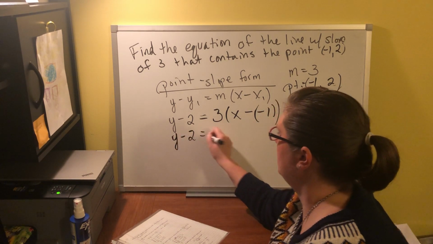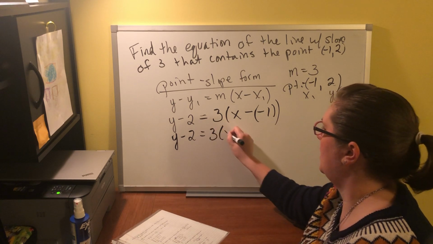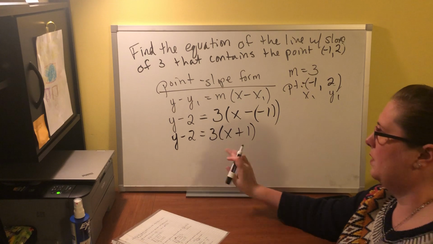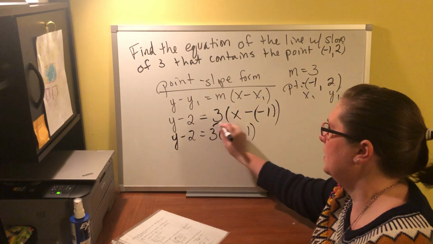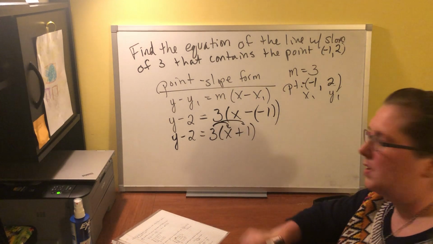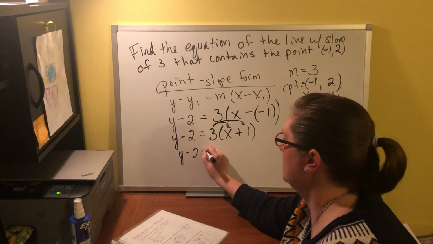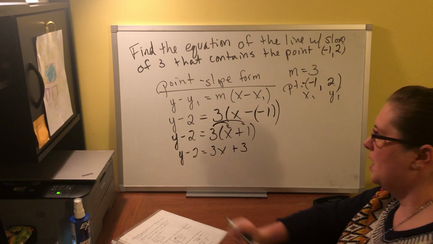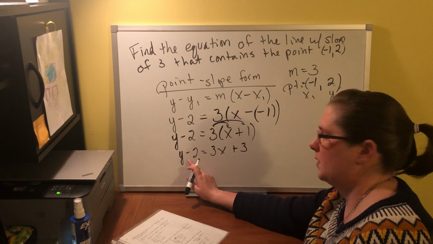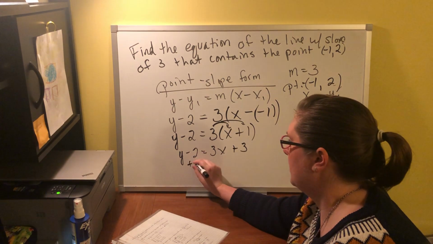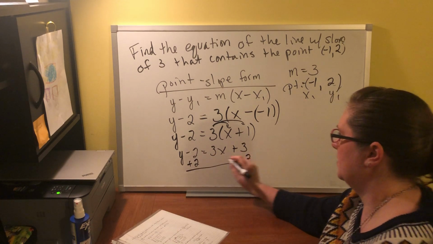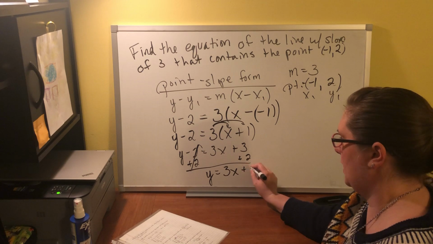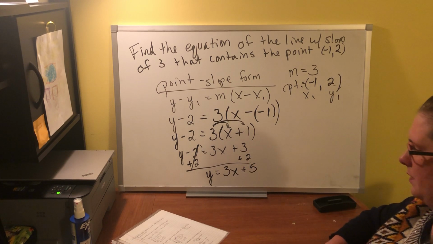So I have y minus 2 equals 3 times x. 2 negatives become +1. Now, we've dealt with this before, right? To simplify, we would distribute the 3. So this is now y minus 2 equals 3x plus 3. I still want y by itself, so I need to get rid of this -2 by adding 2 to both sides. So the 2's cancel. So y equals 3x plus 5.